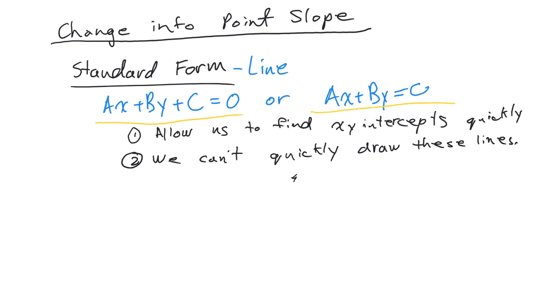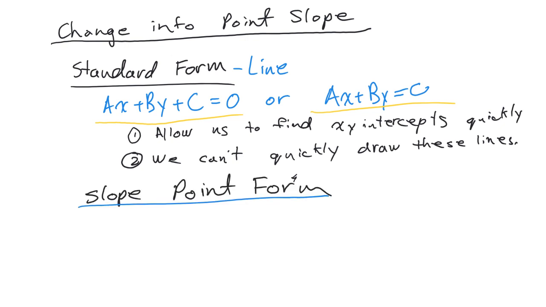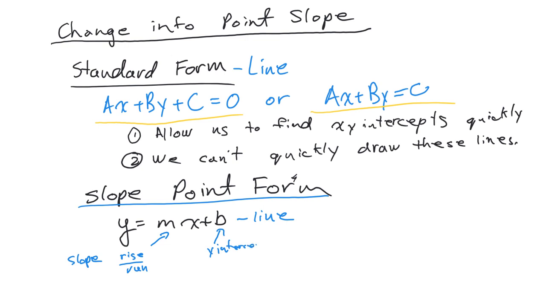standard lines into a new form called the slope point form, which is in the form y equals mx plus b, which is what you know as the equation of a line, where the m value is our slope, which is the rise over run, also known as the slope, and the b value, which is the y-intercept. Some of you might call this the starting point.